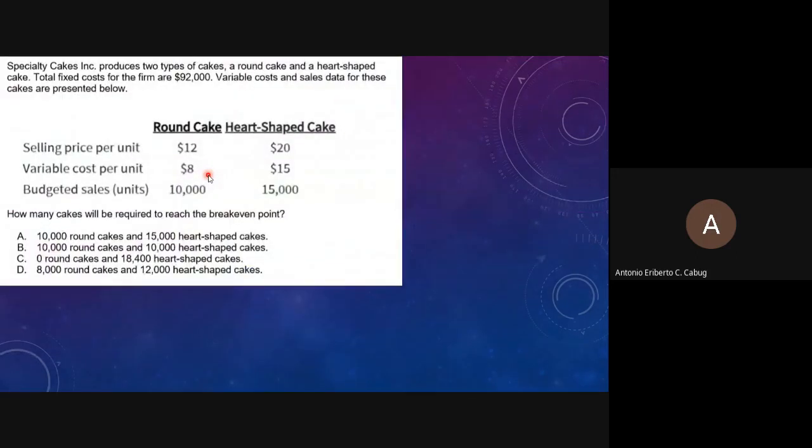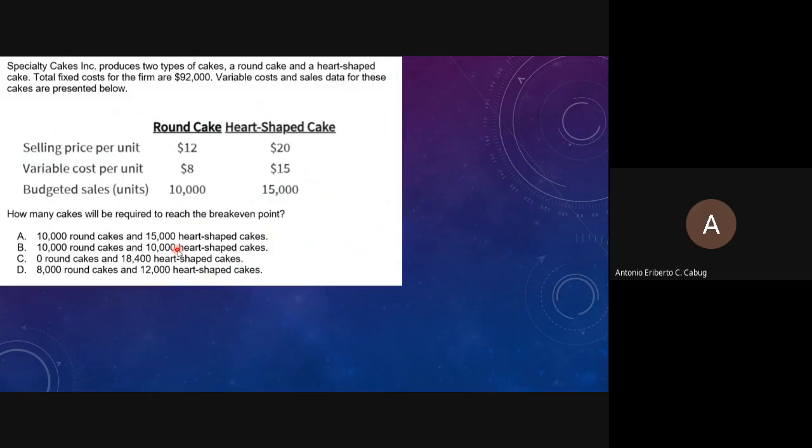Specialty Cakes Incorporated. Okay? Here, the question is, how many cakes will be required to reach the break-even point? Break-even point in units. How many cakes will be required? I want all of you to do this: calculate the UCM of each product, the round and the heart shape. Calculate the CMR. Besides the calculation of the break-even point in cakes, also find out how much the revenue is.